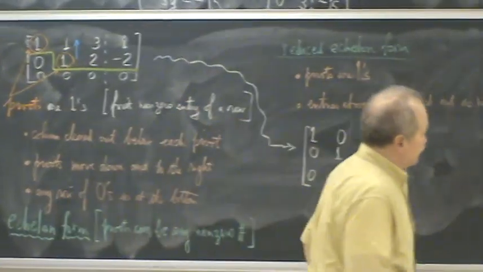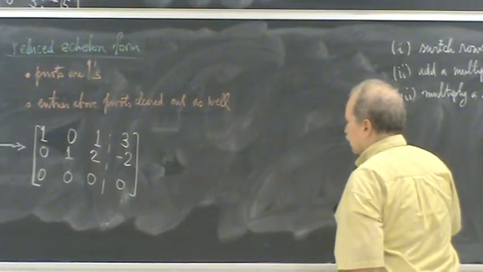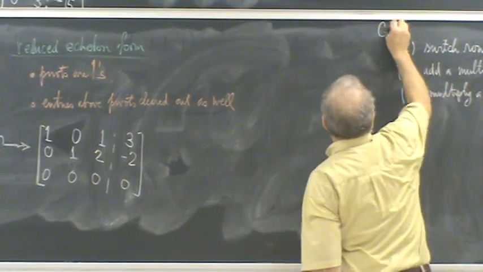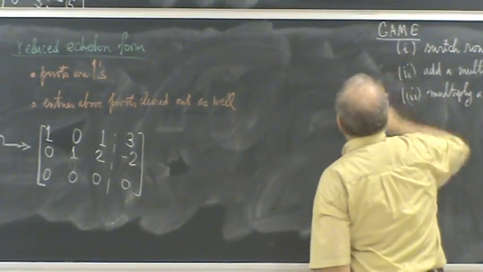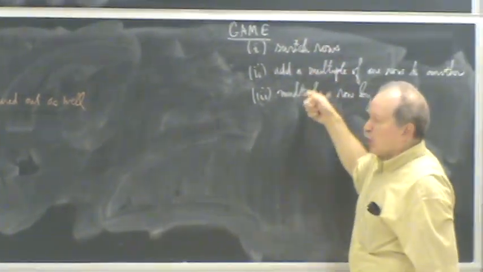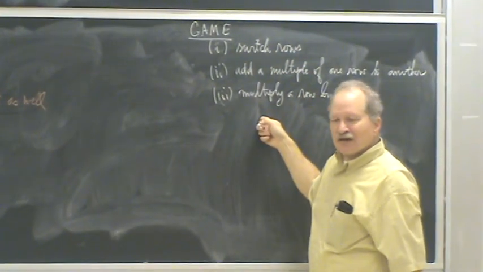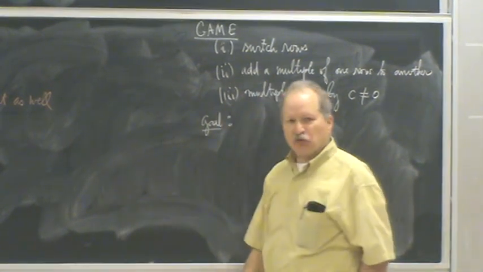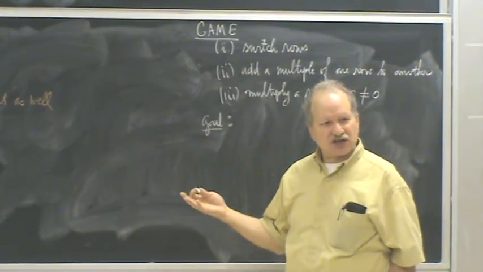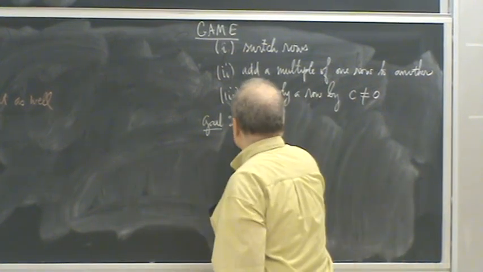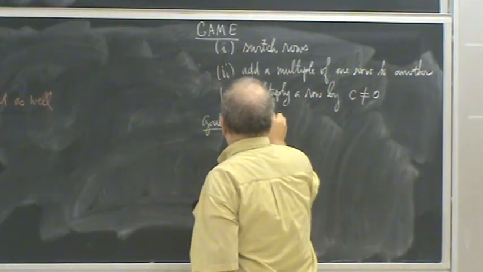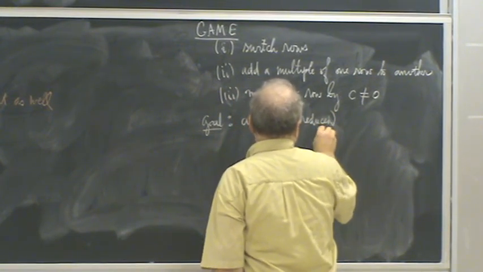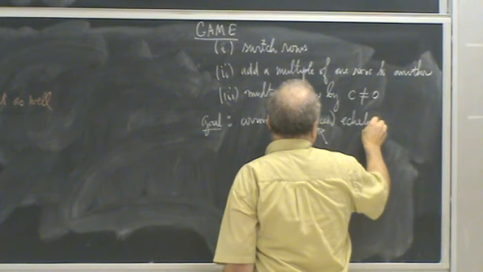Now what I can do, so let me just say, the game we're playing here is using these allowable moves. The goal is, namely you'll win when you arrive at echelon or reduced echelon form, depending on what you want to do. So your goal is arrive at, and for most things we want, you'll see why, reduced echelon form.